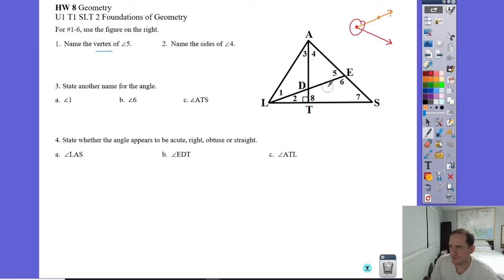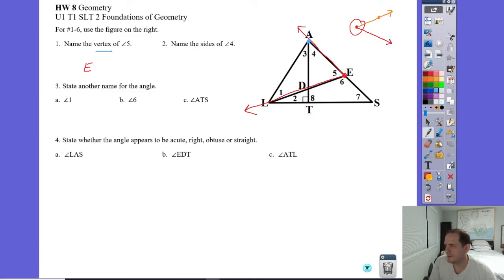And they said angle 5, so you find where it says 5. And clearly angle 5 is trying to be this angle that I'm highlighting in red. And so we can see that the vertex of it is point E. So that's easy peasy.